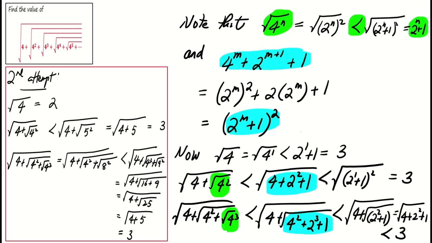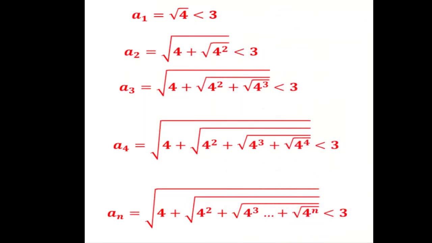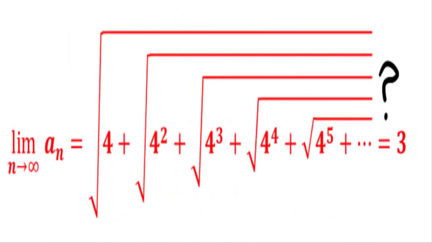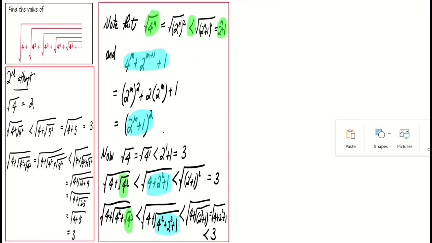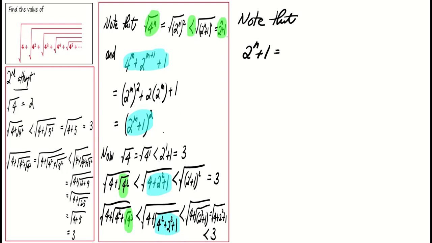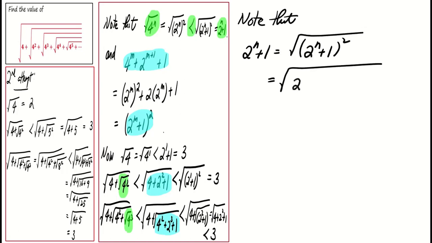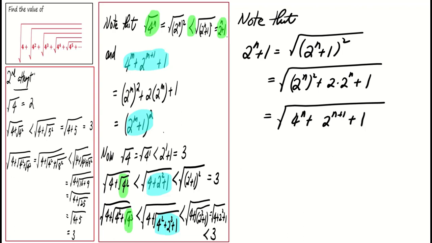So this suggests that each term in this sequence is always less than 3, meaning that it is bounded by 3. We suspect that this infinite nested radical actually equals 3. So we note that 2 to the power n plus 1 is square root of 2 to the power n plus 1 squared. Expanding the square, we have 2 to the power n squared plus 2 times 2 to the power n plus 1. And therefore this is square root of 4 to the power n plus 2 to the power n plus 1 plus 1. We have the expression 2 to the power n plus 1.